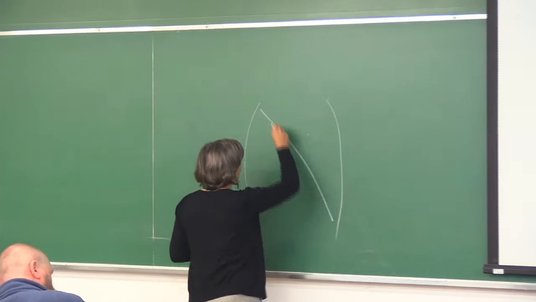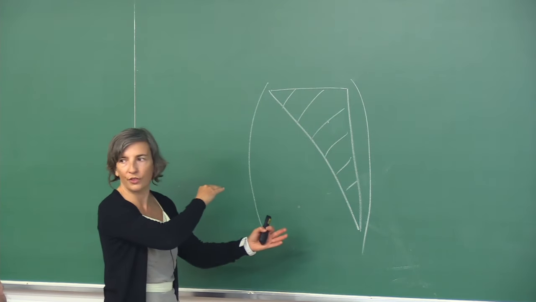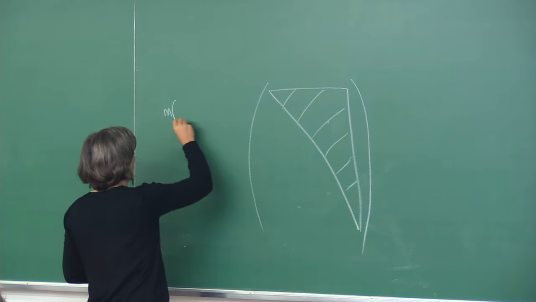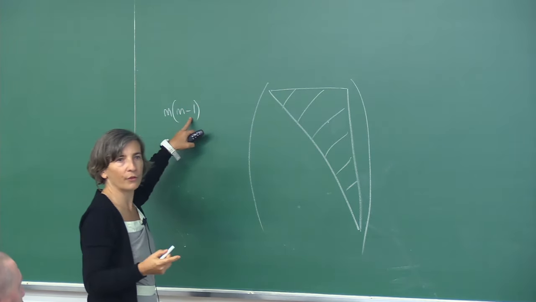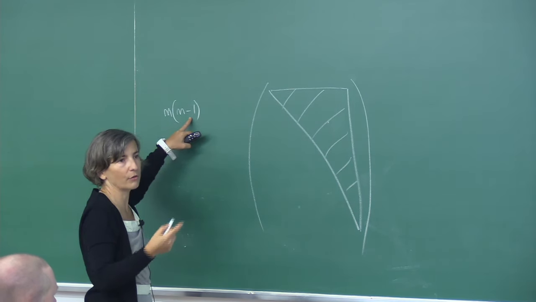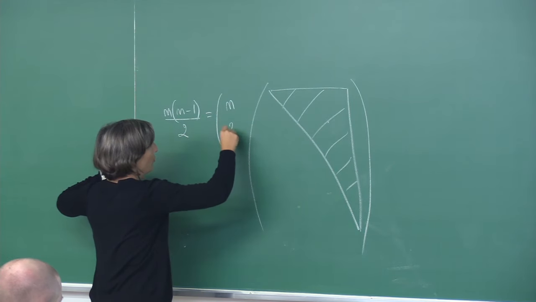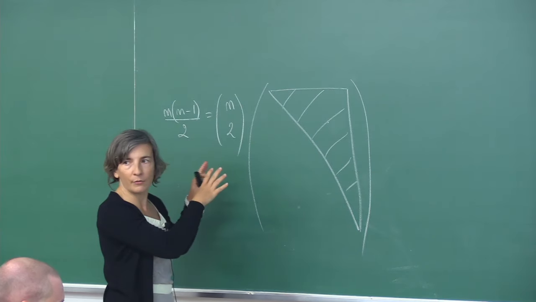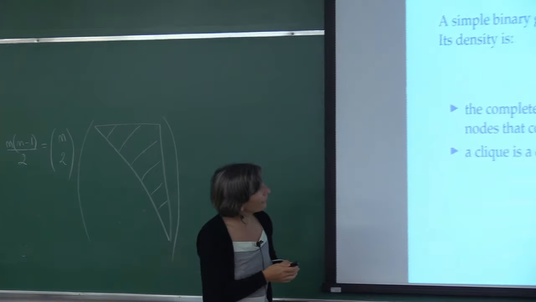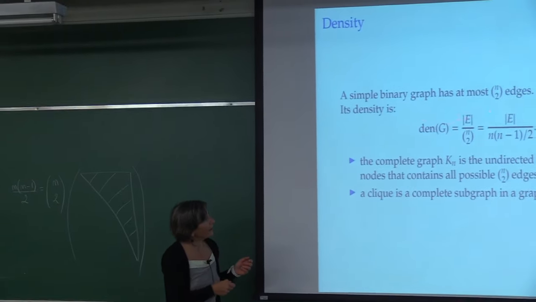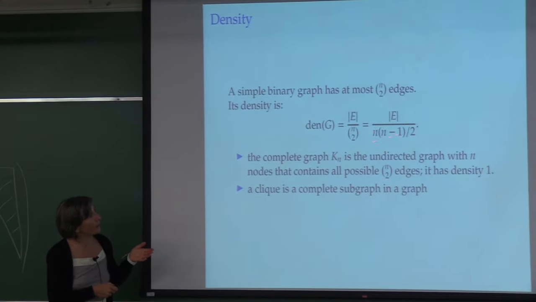You just have to encode this upper part, since it's undirected and so it's completely symmetric. And so you choose a first node, then you choose another node, but you have only n minus 1 choices because you don't allow for self-loop, and you divide by 2. So this is the n choose 2 quantity. So this is the maximum number of edges that is possible. And so the density is simply defined as the actual number of edges divided by the maximum possible.